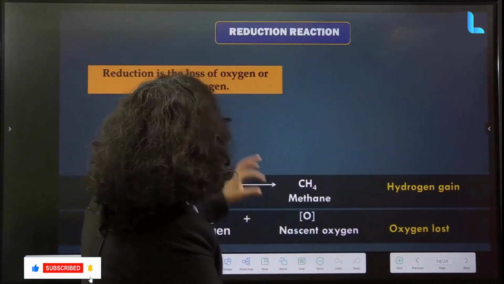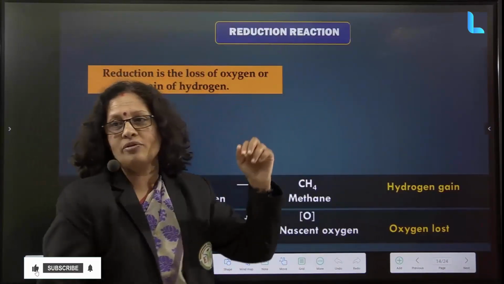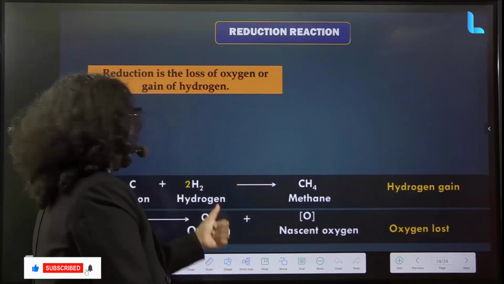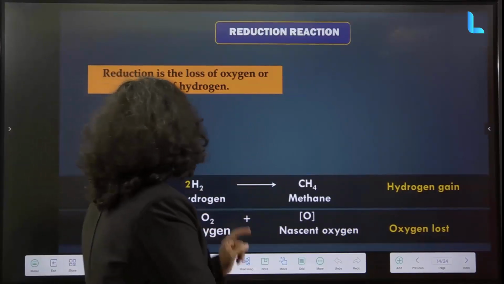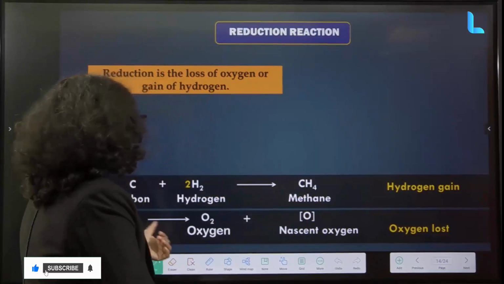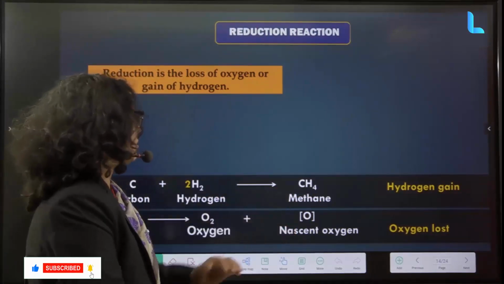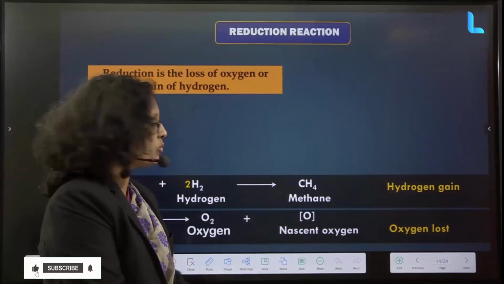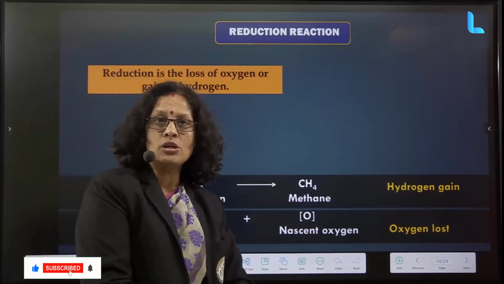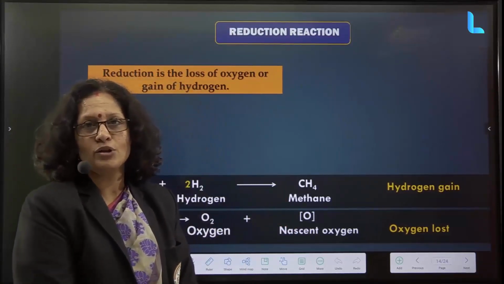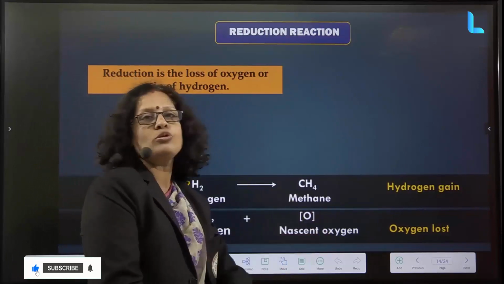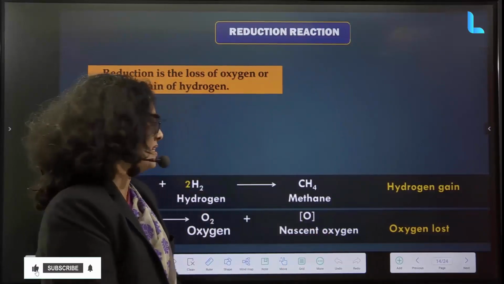Next we will see reduction is the loss of oxygen or gain of hydrogen. Now we can see another reactions. C plus H2 gives CH4, or O3 gives O2 plus nascent oxygen. Nascent oxygen means very highly reactive atomic oxygen, which will always be written in bracket. That is called nascent oxygen, which will be used for oxidizing other substances.